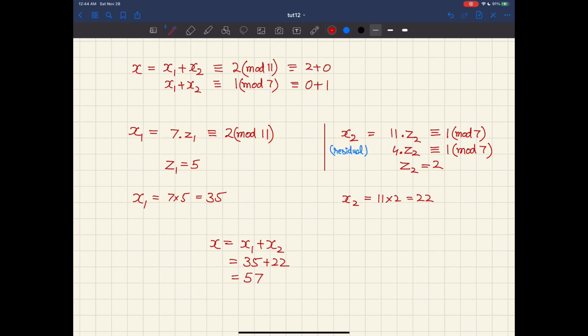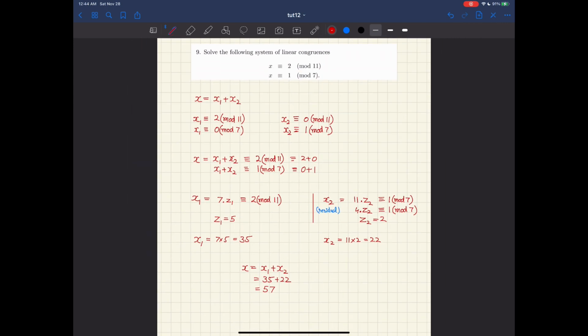So our x comes out to be 57. Now to check it, 57 mod 11 gives us 2 as the remainder. So it solves the first equation. And 57 mod 7 gives us 1, which solves the second equation.